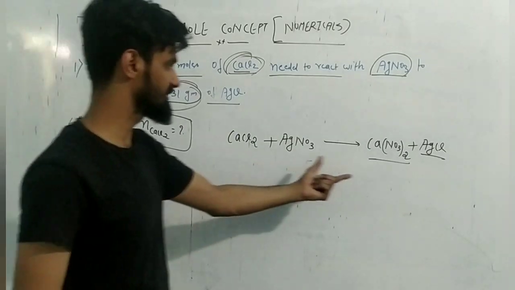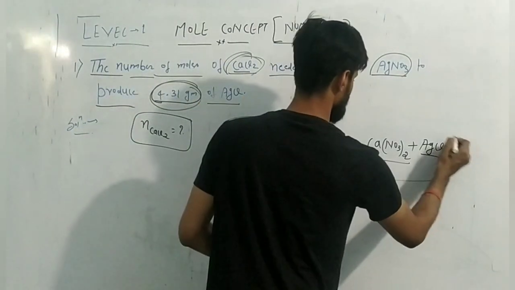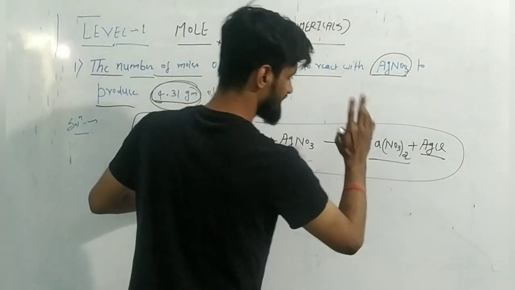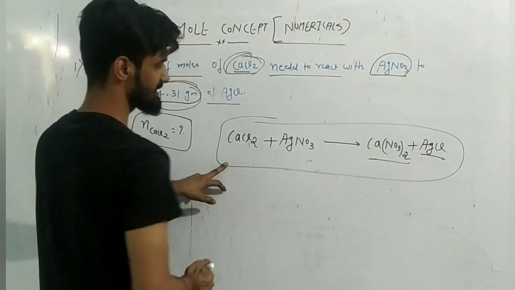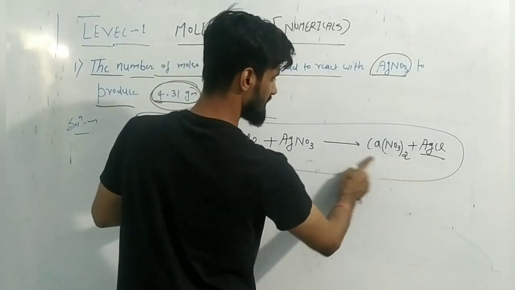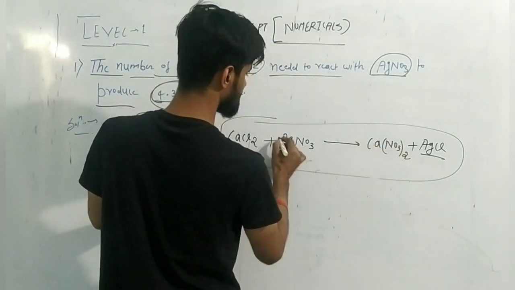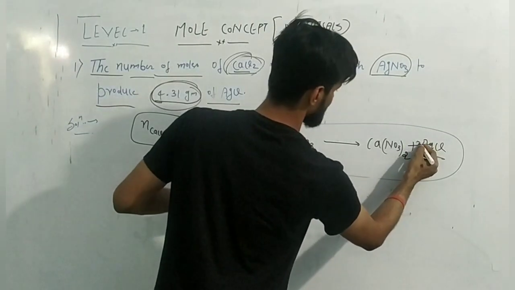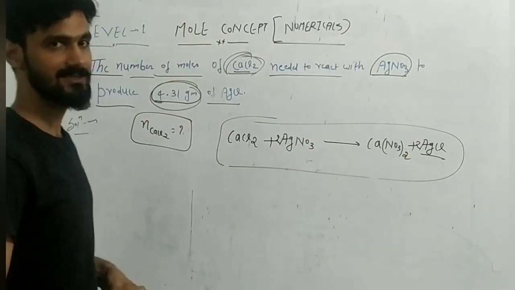My dear students, understand these things. You have written the equation in this. Now the next part is you have to balance the chemical reaction. Just understand how you will balance the chemical reaction here. NO3 is 2 moles, so just multiply AgNO3 with 2. Now chlorine is 2, so just multiply AgCl with 2. Now if you see, the reaction is already balanced.